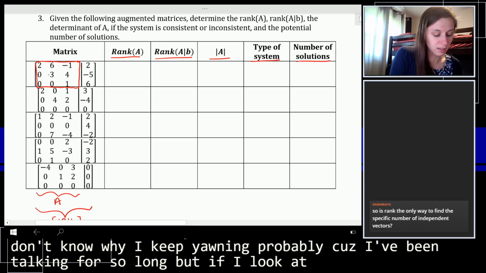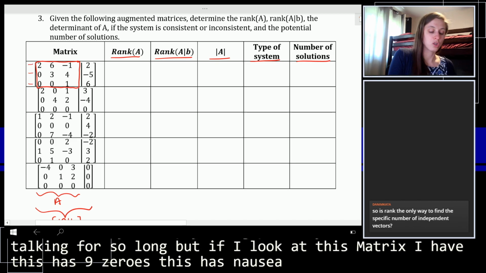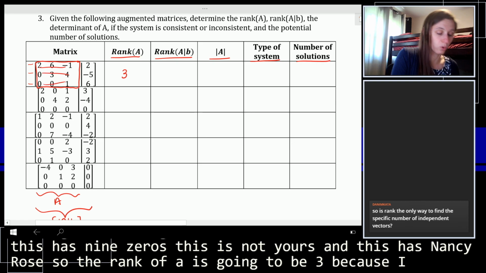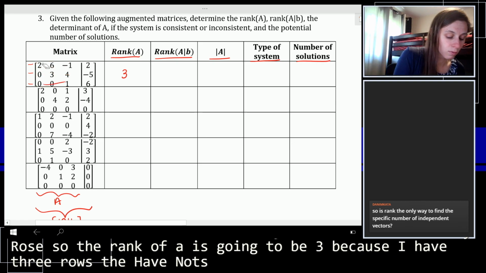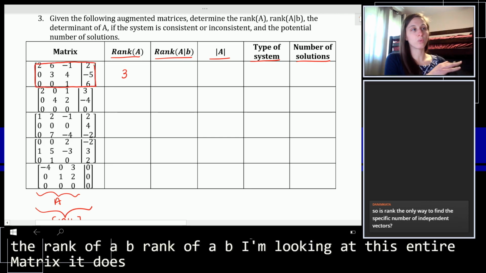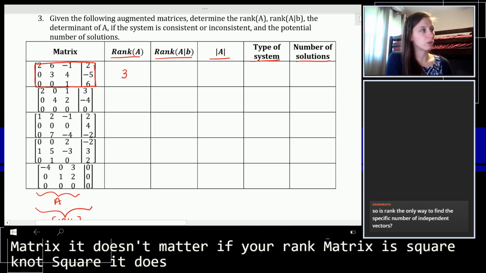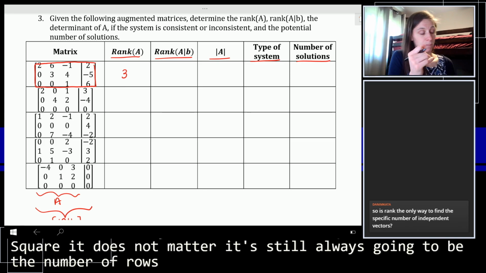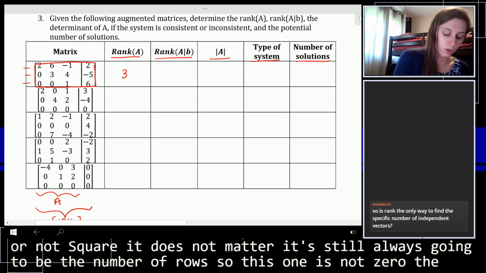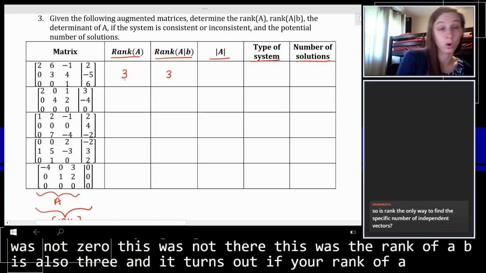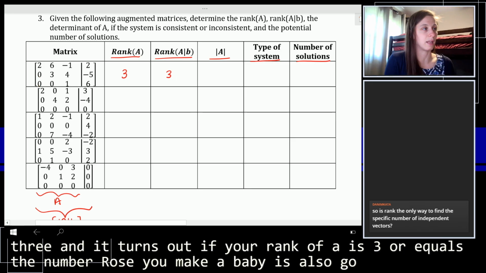But if I look at this matrix, this has non-zeros, this has non-zeros, and this has non-zeros. So the rank of A is going to be 3, because I have 3 rows that have non-zero numbers. If I look at the rank of AB, I'm looking at this entire matrix. It doesn't matter if your matrix is square or not square. It's still always going to be the number of non-zero rows. So this one is not 0, this one's not 0, this one's not 0. So the rank of AB is also 3. And it turns out if your rank of A is 3, or equal to the number of rows, your rank of AB is also going to be that same number.